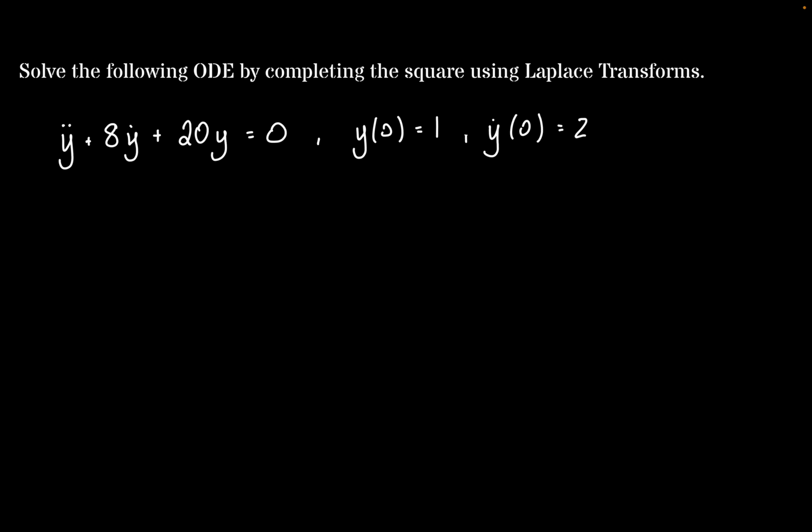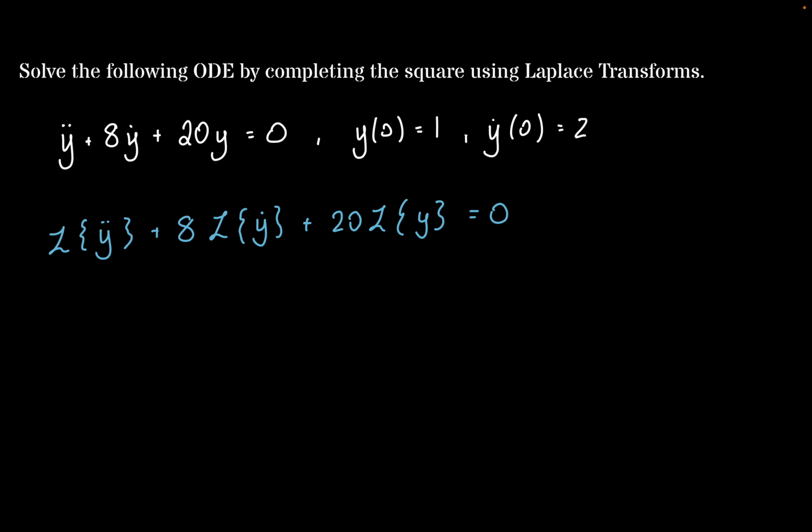Now, let's get started. The first thing that we can do is start to take the Laplace transform of our given ODE. So we'll have essentially this calligraphy L followed by a curly bracket of y double dot to denote the Laplace transform. And then we'll have plus 8 times the Laplace transform of y dot. And notice we can pull the 8 out because 8 is a constant. And then we'll have plus 20 times the Laplace transform of y, and that'll be equal to 0.